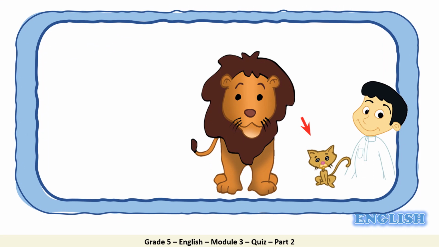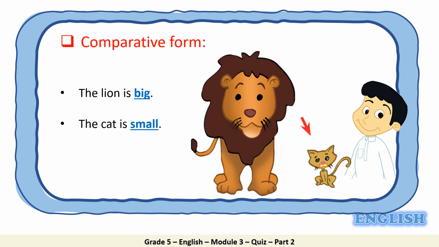Take a look at this picture. There are 2 animals, the lion and the cat. I can describe the lion by itself and say, the lion is big. And I can describe the cat by itself and say, the cat is small. But what if I want to describe both of them in one sentence using one adjective? To do so, we use the comparative form.